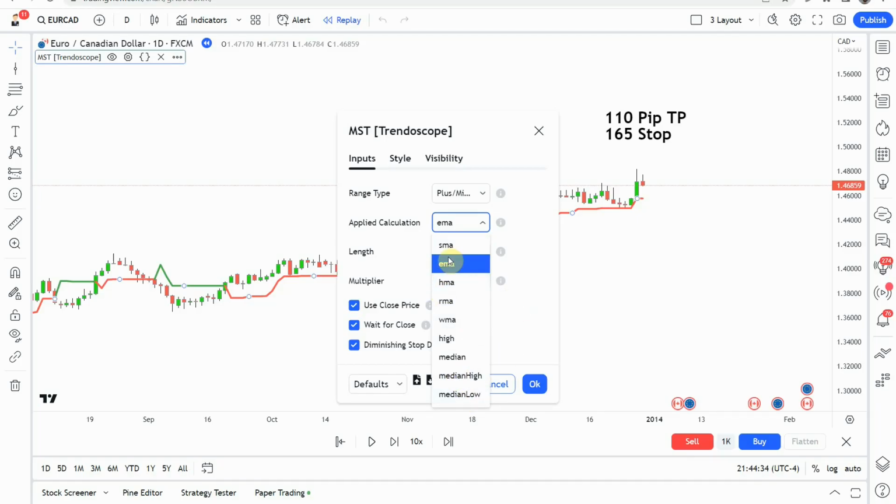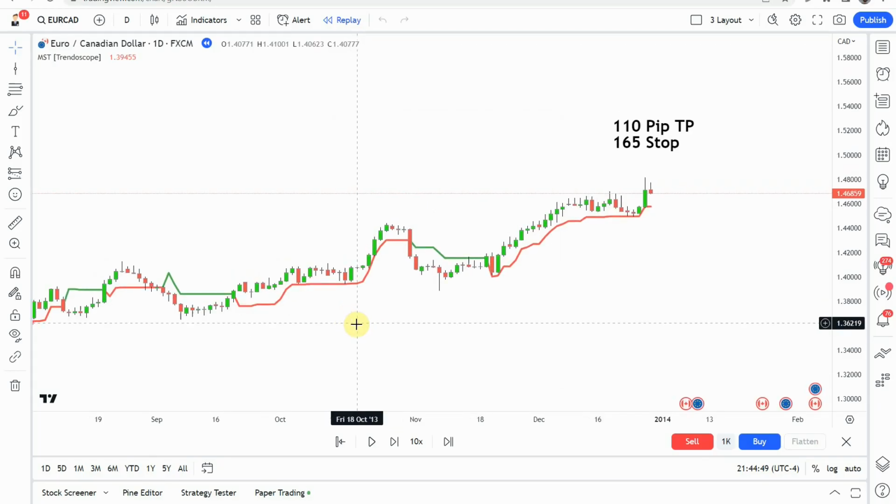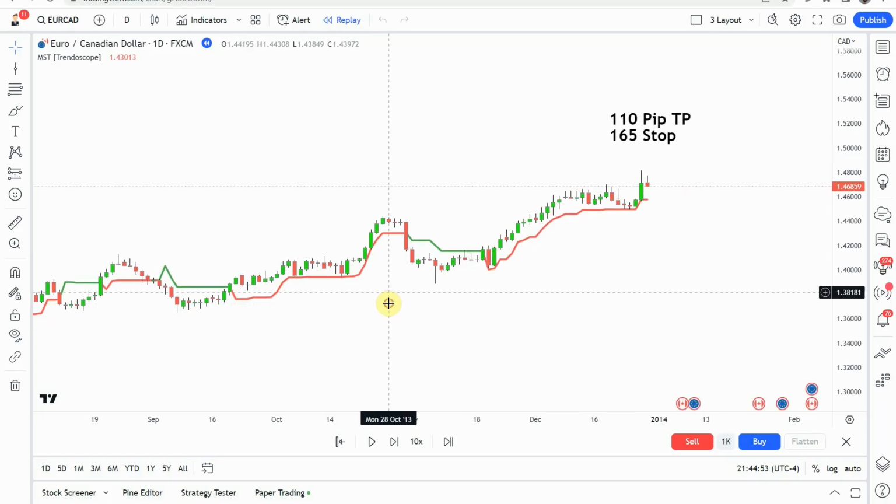In the original video, we tested it on the default setting. The last time, we tested it on the SMA, and today we are testing it on the EMA. And now remember that in this particular case on this indicator, the colors seem to be reversed.